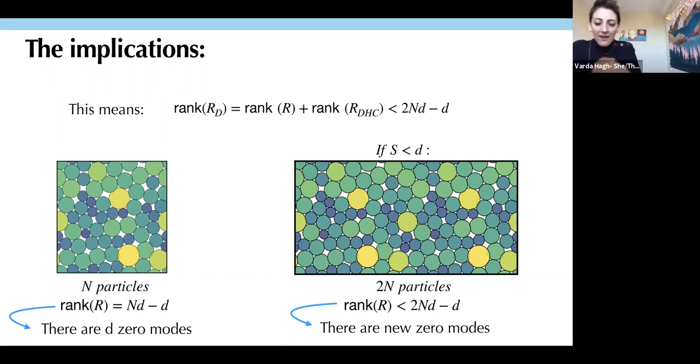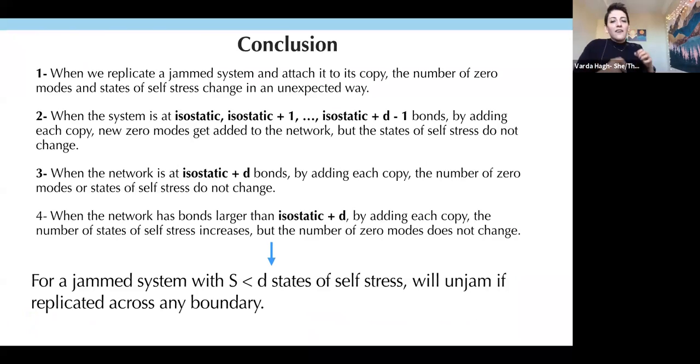So this is basically the end of my talk, and it's all I have to tell you: when we replicate a jammed system and attach it to its copy, the number of zero modes and states of self-stress do not just double. They change in an unexpected way, but it's very systematic. When the system is at isostatic +1, +2, all the way to D minus 1, by adding each copy, new zero modes get added to the system, but states of self-stress do not change.